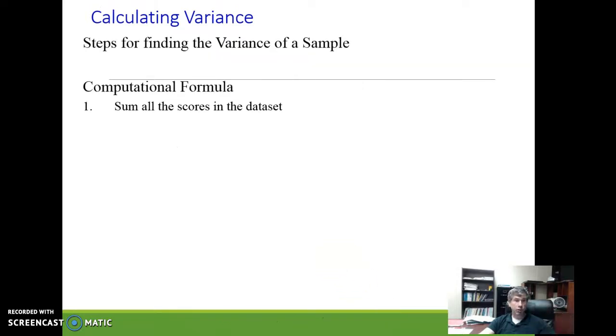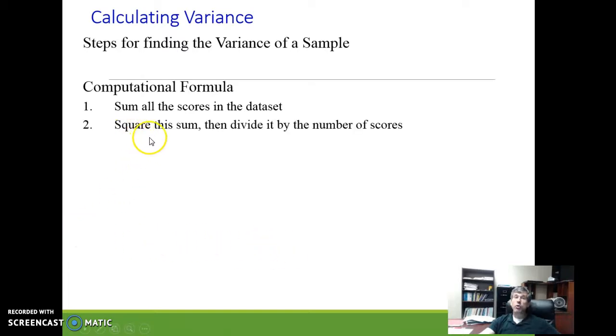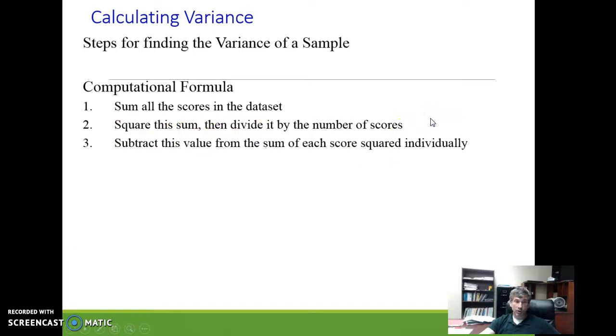So that's the definitional formula. It's closer to the logic of what we're doing, sidestepping that deviation problem, but it's a few more steps and it's a little slower. Here's the computational formula. The first thing that we do is we're going to add up all the scores in the data set. That is sigma x. So we add up all the scores in the data set. After we add them all up, we're going to square this number. Then we're going to divide it by the number of scores.